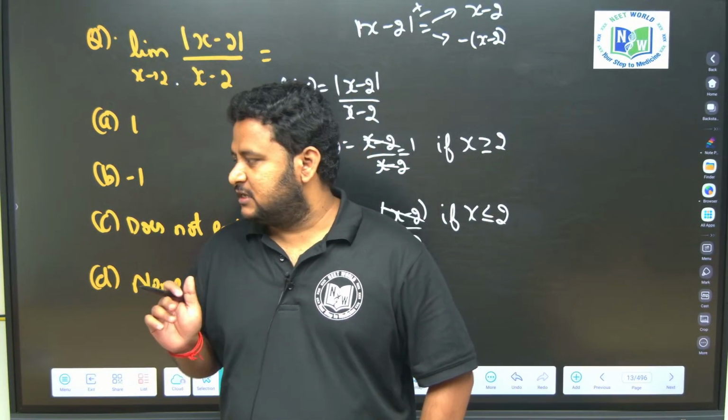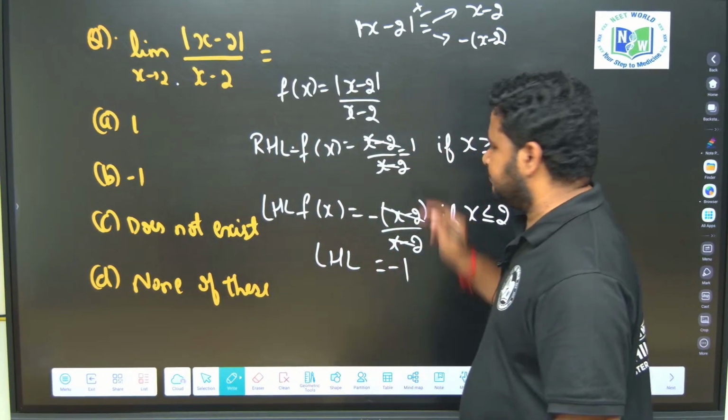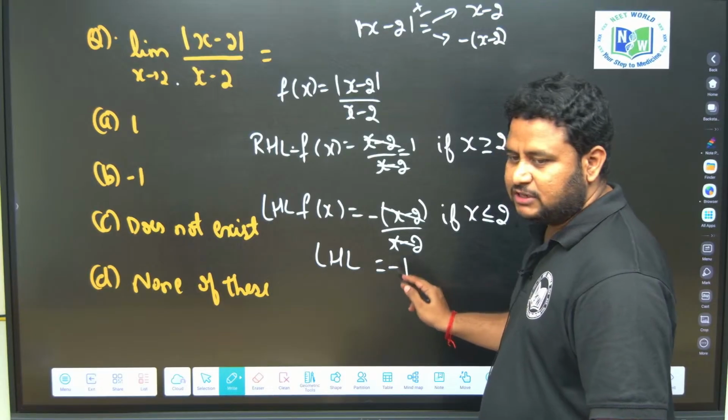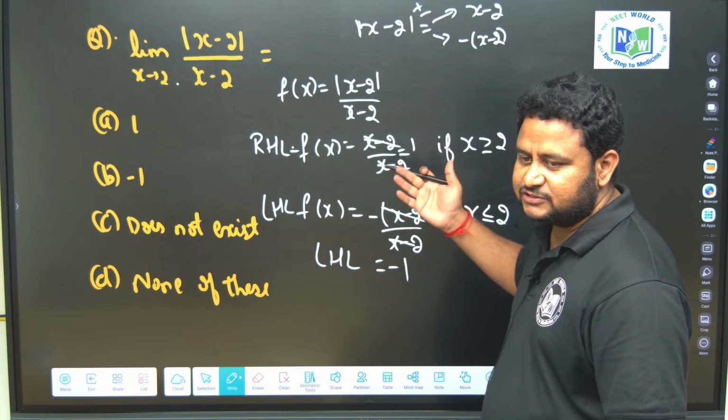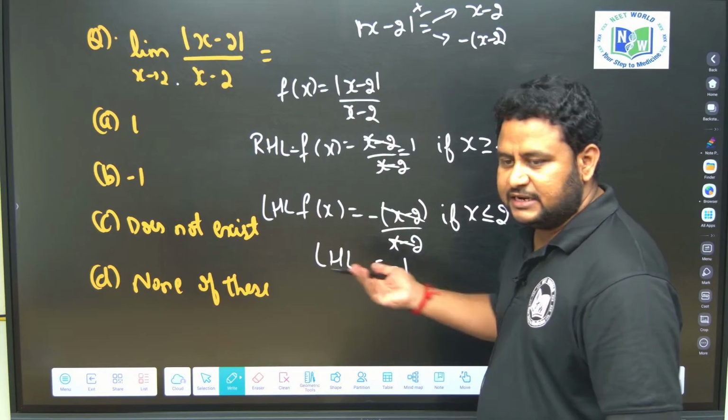Kindly tell me, is LHL equal to RHL or not? RHL we got as equal to 1. LHL we got as equal to -1. Definitely, obviously, as you can see, RHL is equal to 1, but LHL is equal to -1. So it is definitely not equal.